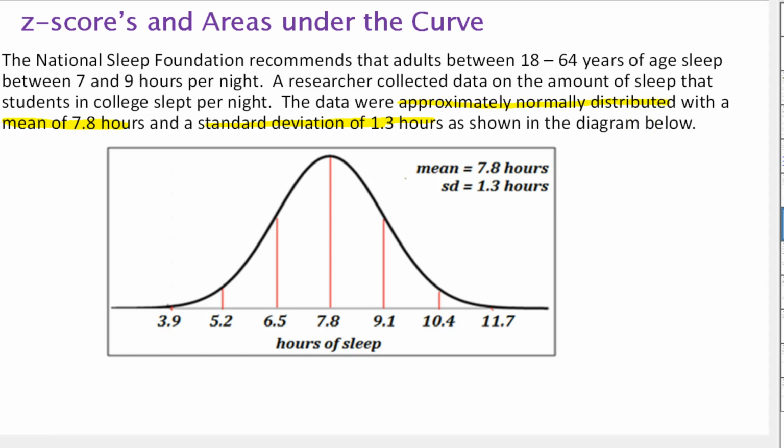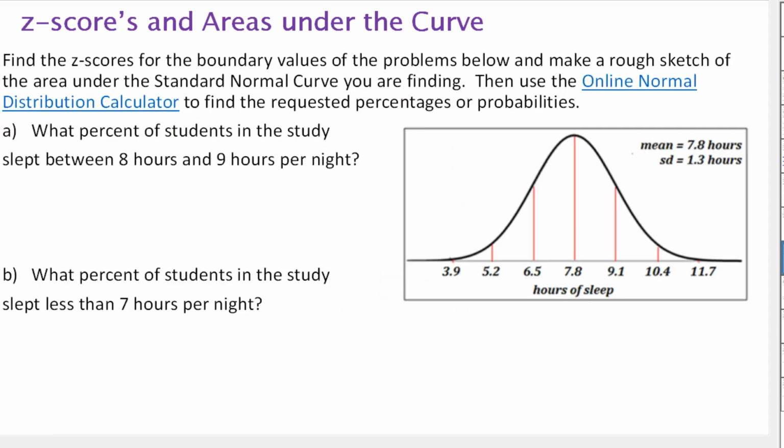So to help us visualize this problem, we have the normal distribution with the mean and standard deviation labeled. We are asked to find the z-scores for the boundary values of the problem below and make a rough sketch of the area under the standard normal curve you are finding. Then use the online normal distribution to find the requested percentages or probabilities. Okay, so let's look at the first one.